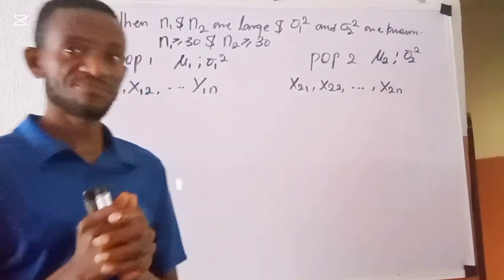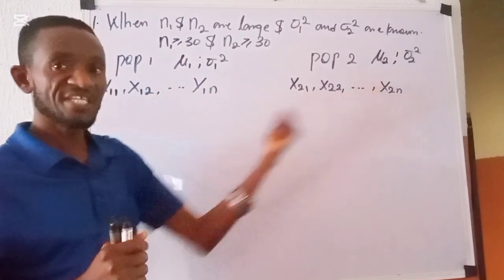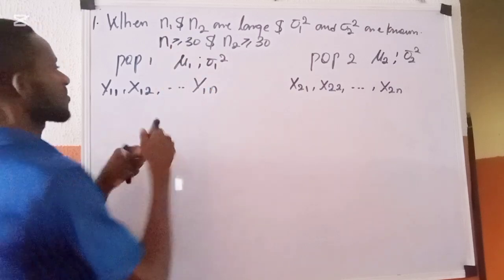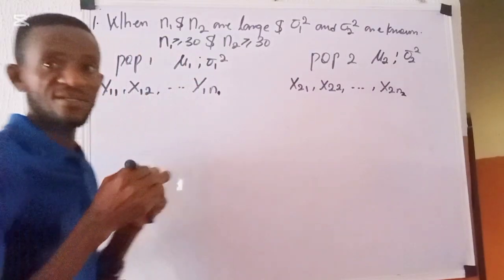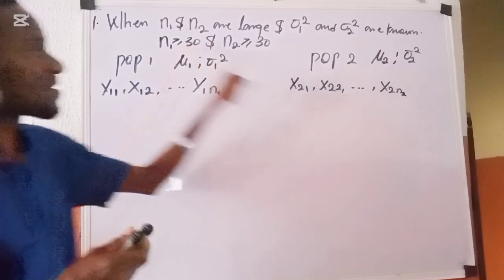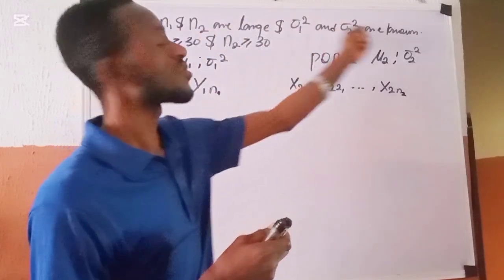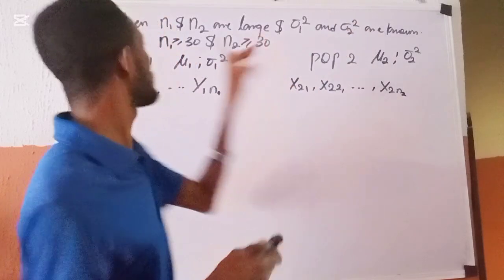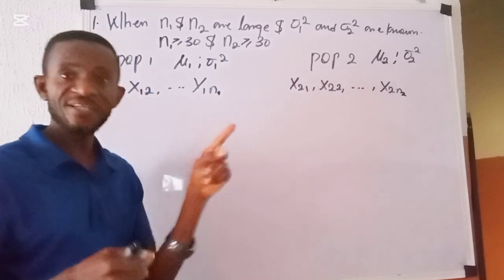I believe we are still together. From these samples taken, let me put here N1 and N2, so that our N1 is greater than or equal to 30, and N2 is greater than or equal to 30. That is now the condition: sigma 1 squared and sigma 2 squared are known, and N1 and N2 are large, such that they are greater than or equal to 30.